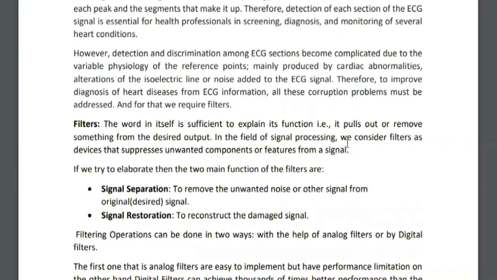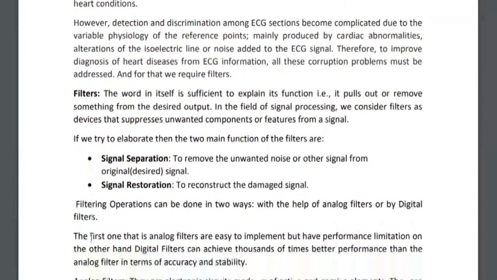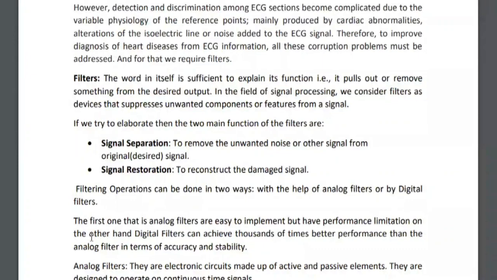In the field of signal processing, we consider filters as devices that suppress unwanted components or features from a signal. If we elaborate, the two main functions of filters are signal separation and signal restoration. Filtering can be done in two ways, with the help of analog filters or digital filters.